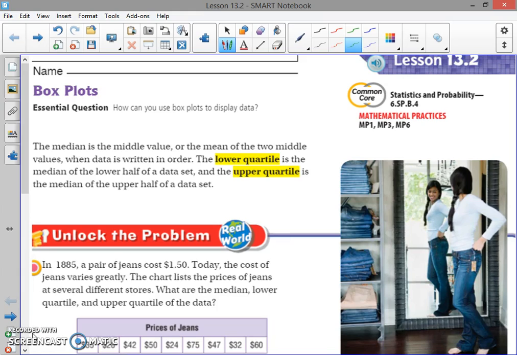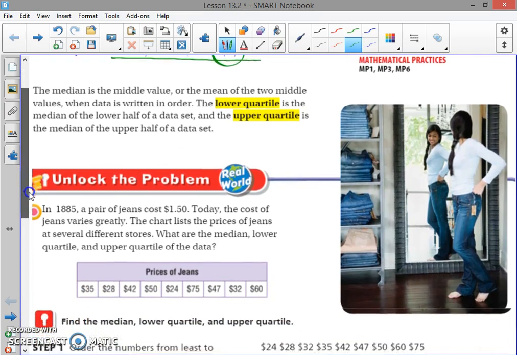This is the second lesson of the last official sixth grade chapter, and it's entitled Box Plots. How can you use box plots to display data? This is just another way of displaying data, much like the histogram, the dot plot, and bar graphs you've done in the past, line graphs. So the box plot is just another way to display the data that we're talking about.